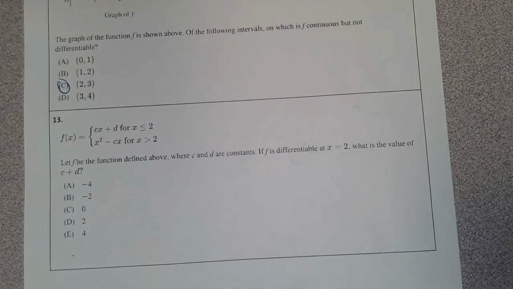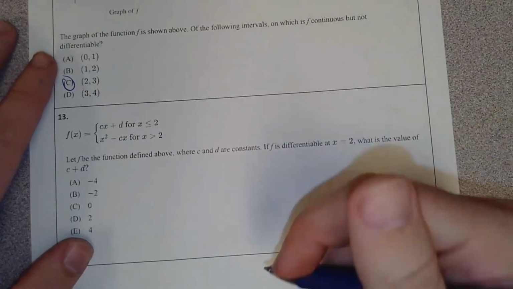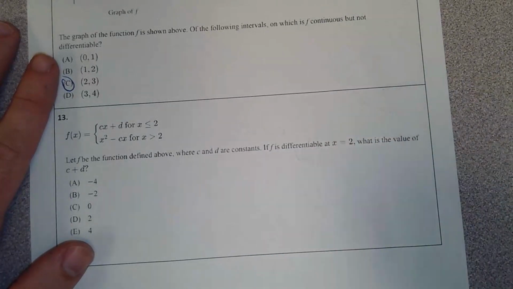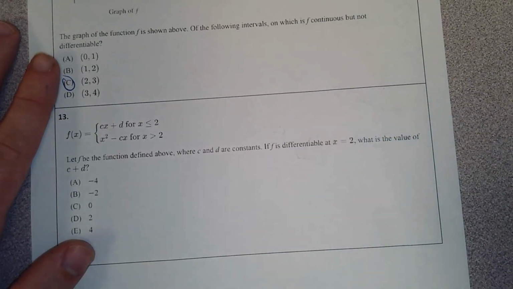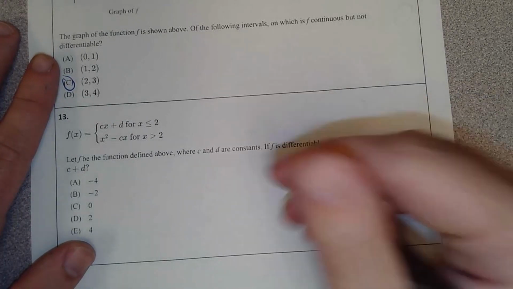13. Let f be the function defined above where c and d are constants. If f is differentiable at x equals 2, what is the value of c plus d? I'd say this is probably one of the tougher ones I gave you on the multiple choice. To be differentiable, that means that both the function and the derivative are continuous at that point. I have a limit at that point.